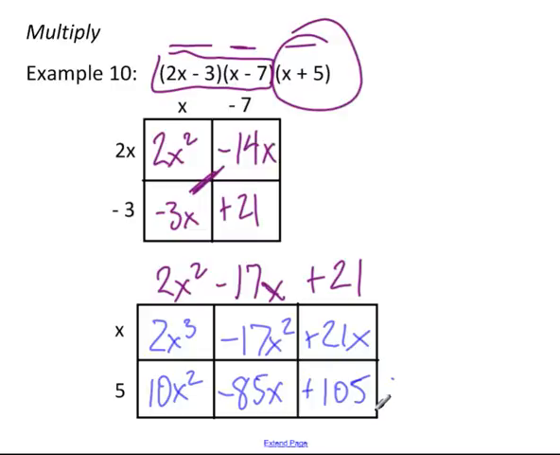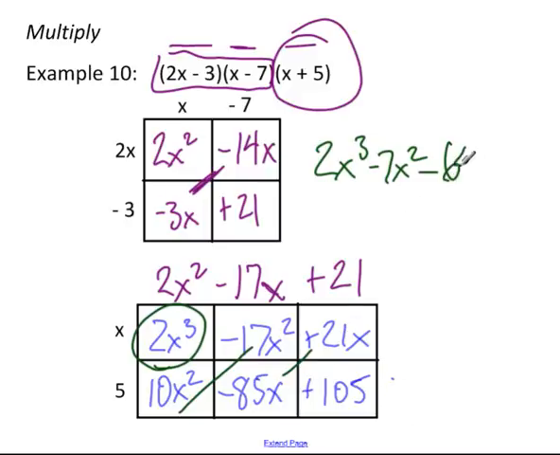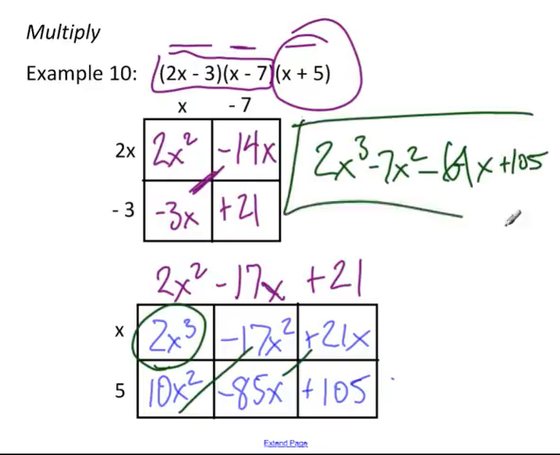Alright, so we're ready to go here. Now, we got to make sure we take care of getting our like terms together properly before we're all done. This guy's all alone, so I got 2x cubed. Put these two here together, that's going to make minus 7x squared. These guys, 85 and 21. 85 is negative, so it's going to stay negative. What's that? 64x and plus 105. Oh yeah, you just multiplied 3 binomials.